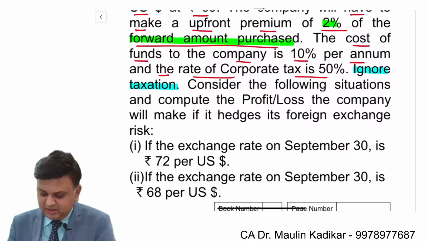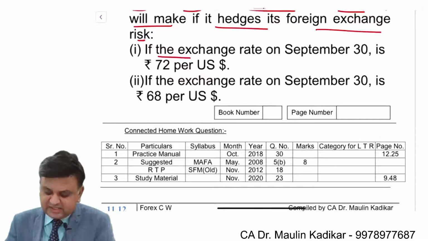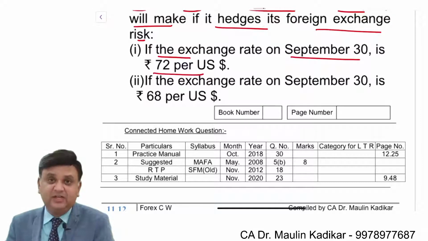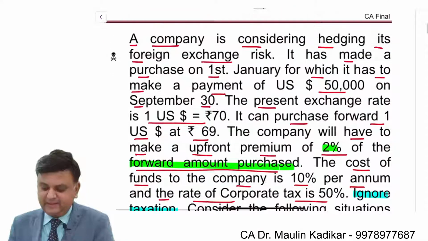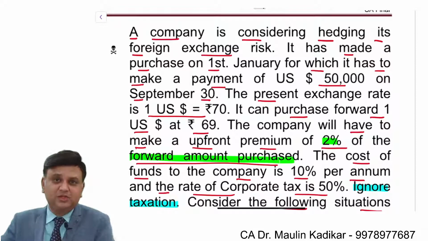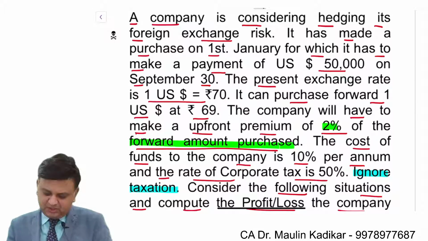Fine. Consider the following situations and compute the profit or loss the company will make if it hedges its foreign exchange risk. 1. If the exchange rate on September 30th is 72 rupees per dollar. 2. If the exchange rate on 30th of September is 68 rupees per dollar. That is the question. Please go through the question, all of you. Let us have an understanding. Do not write anything. First of all, let us have a discussion.